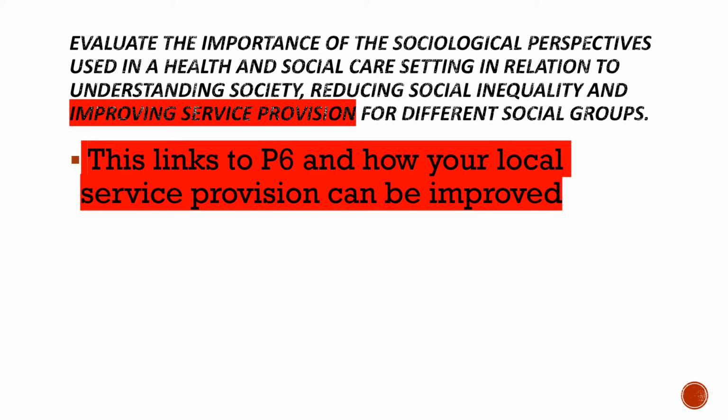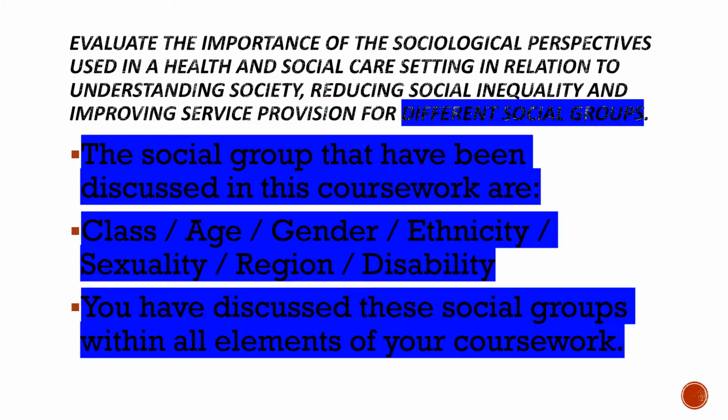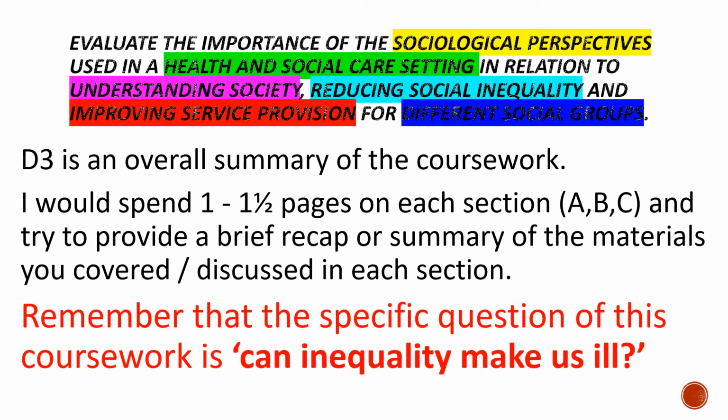How does it help us to improve service provision? Well, again, mostly for P6 here, how do you improve the healthcare services? How do you improve provision? And finally, for the social groups. So the social groups you've covered: class, age, gender, ethnicity, sexuality, religion, region, disability. You know, there's a whole range of social groups you may have discussed. But essentially, these social group discussions would have been key throughout your coursework, and I say particularly in those P5 and 7 discussions.